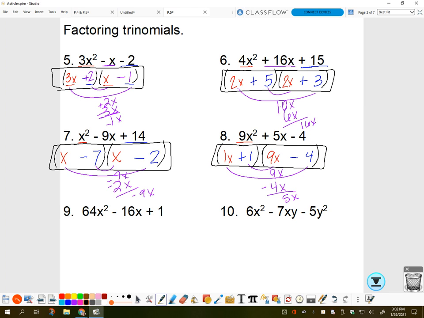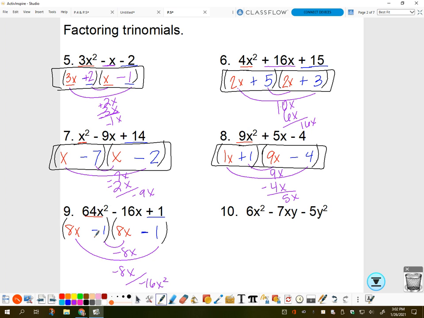All right, number 9. Let's see, what do we think multiplies to get 64? First thing that comes to mind is 8 times 8. Multiply to get a 1, the only option is 1 times 1. You want it to multiply to get a positive, end up with a negative, so they both need to be negative. All right, so we get negative 8x and negative 8x, and that's negative 16x squared.